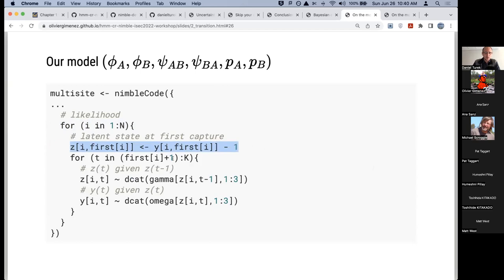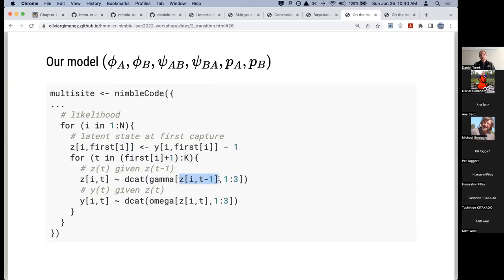And then for the transitions, we now model for t going from the first observation plus one, so the second observation, all the way through the number of observation periods. If you think about the indexing carefully, it's the gamma matrix where the latent state value of the previous time period gives the row. Each row of the gamma matrix talks about the previous state, and then we use all the columns of it, columns one, two, and three. So we're doing a categorical distribution, a draw with the probabilities given by this row of the gamma matrix.